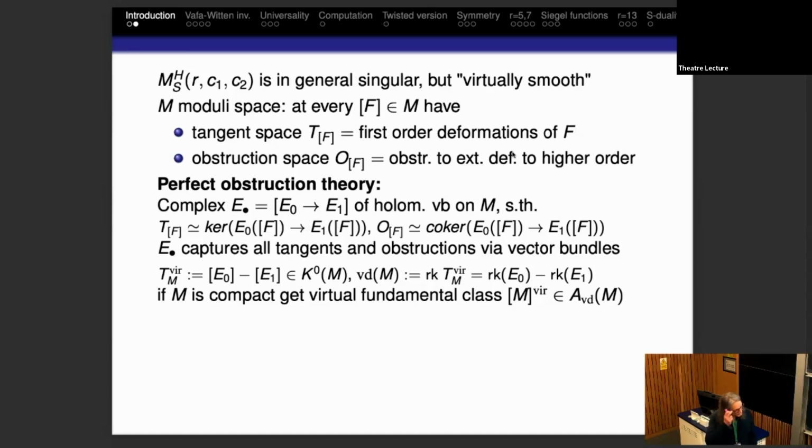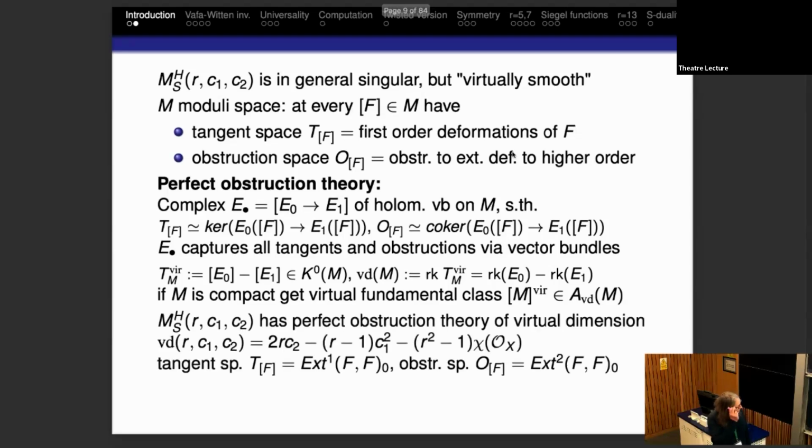And it somehow behaves as if it was the fundamental class of a smooth space. So our moduli space of rank R sheaves on the surface has such a perfect obstruction theory of virtual dimension 2RC2 minus (R minus 1)C1 squared minus (R squared minus 1) times the holomorphic Euler characteristic of the surface.